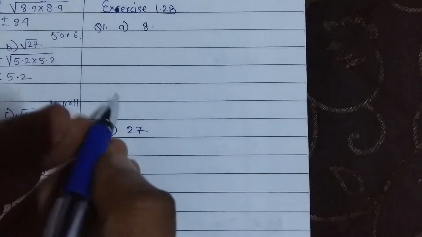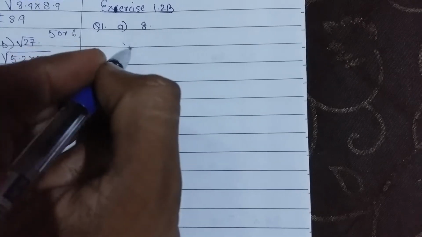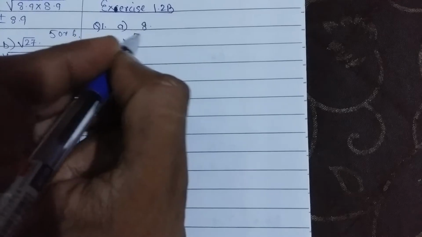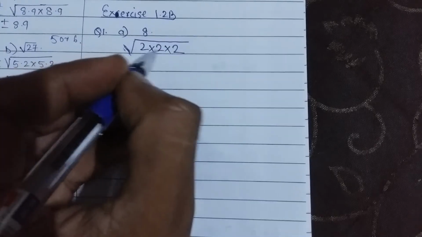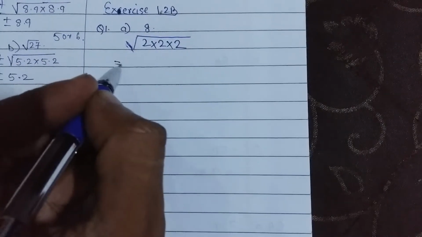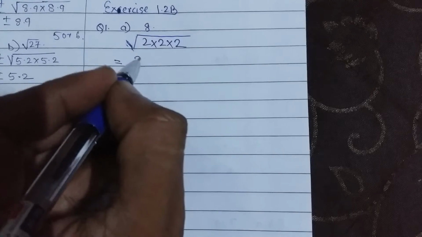Okay, I will start with question number 8. In the cube roots, we have to find the three numbers which multiply to become 8. 2 into 2 into 2. 2 2s are 4, 4 2s are 8. The cube root of 8 is 2.